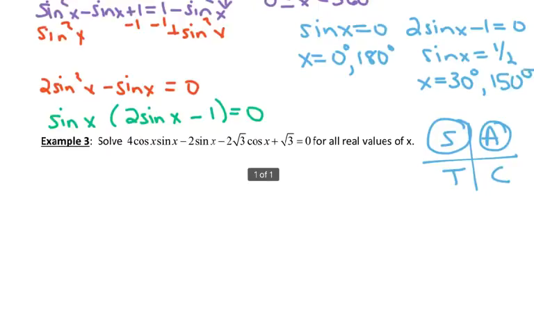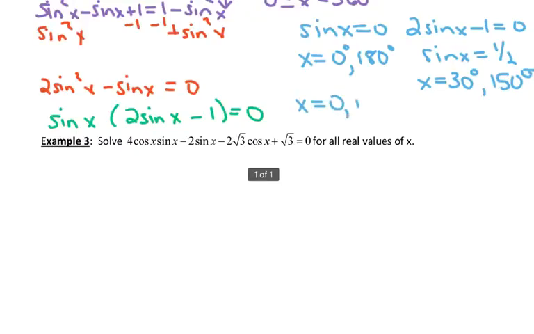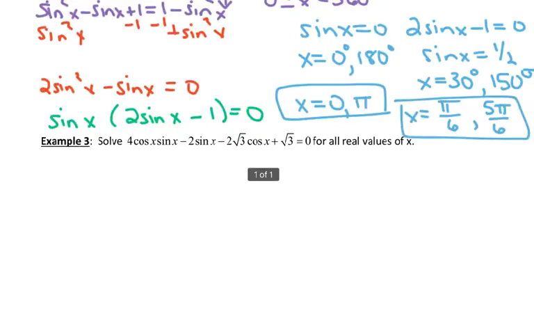Now, the problem is that the original problem was in radians. So we're going to have to change this back to radians. All right, so in radians, 0 is 0 and 180 is pi. 30 degrees is pi over 6, and 150 is 5 pi over 6. You can either use your unit circle or remember that you change degrees back to radians by multiplying by pi over 180 and then reducing the fraction.